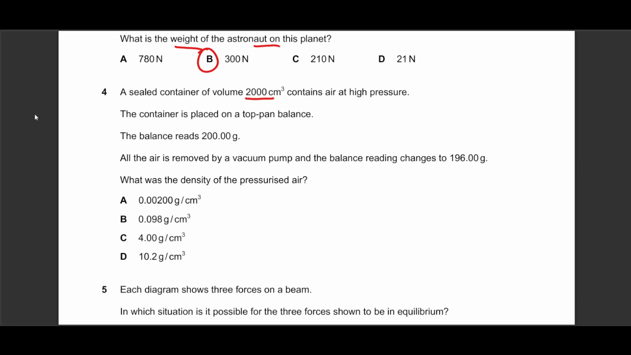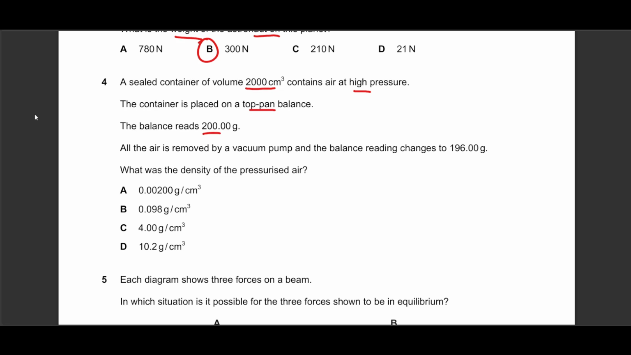A sealed container has a volume of 2000 cm cube at high pressure. A top pan balance is used to measure mass. The balance reads 200 grams. He says, what's the density of the pressurized air? Now, if you notice that all the units are grams per cm cube, which means we don't have to convert the units as such. So density is equal to mass by volume. Now, volume is straight away given to us as 2000, which is very easy to figure out.